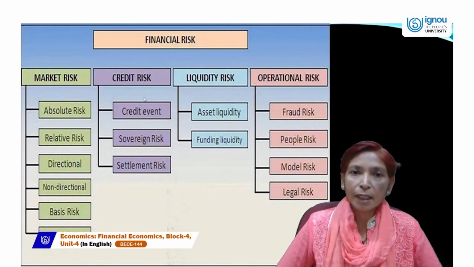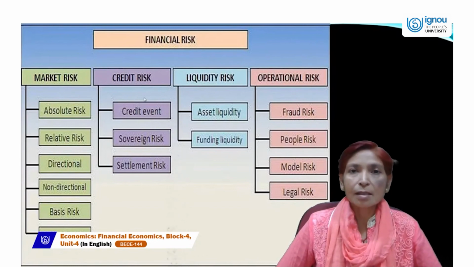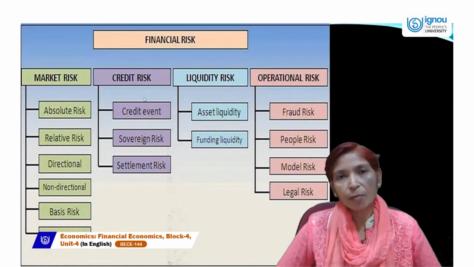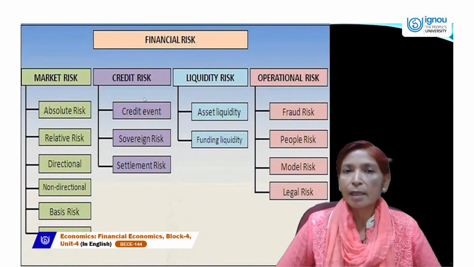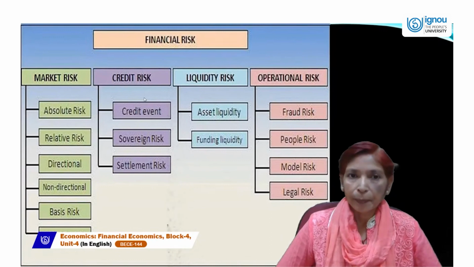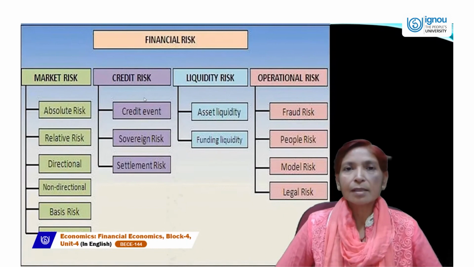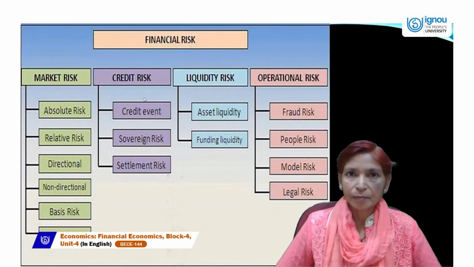So asset liquidity, because finance is a more liquid form of asset. Money is a very liquid form of asset according to Keynes. Keynes was the great economist who gave macroeconomic theory, and the book The General Theory of Employment, Interest and Money was published by J.M. Keynes. So liquidity risk also arises in the financial market.